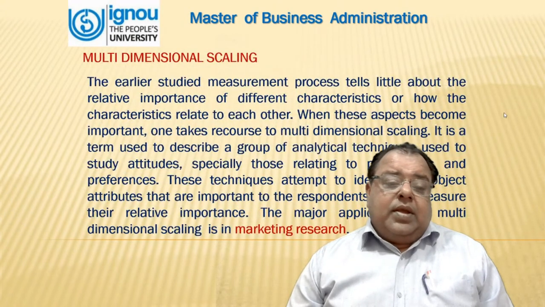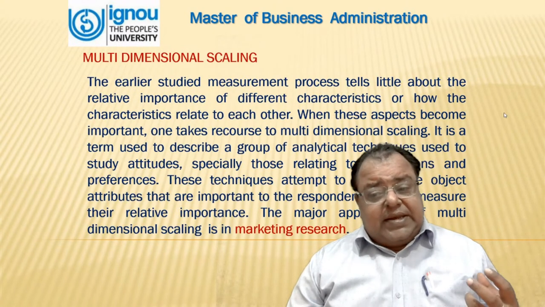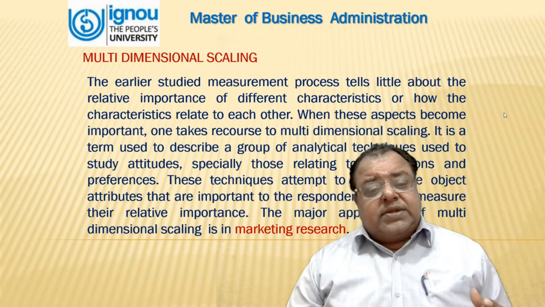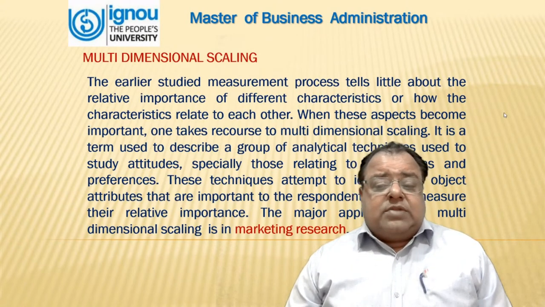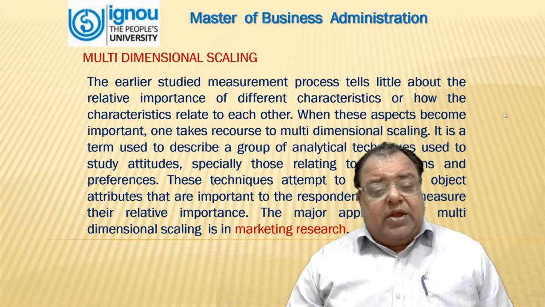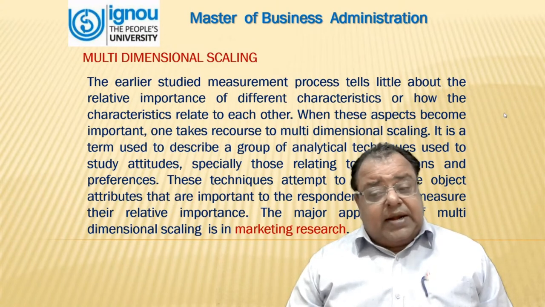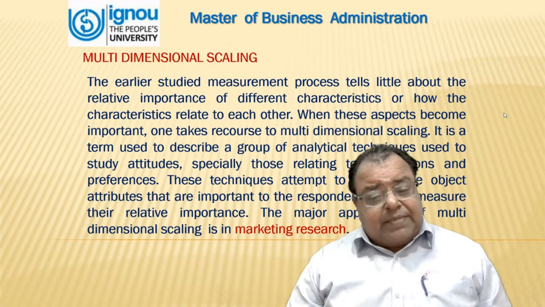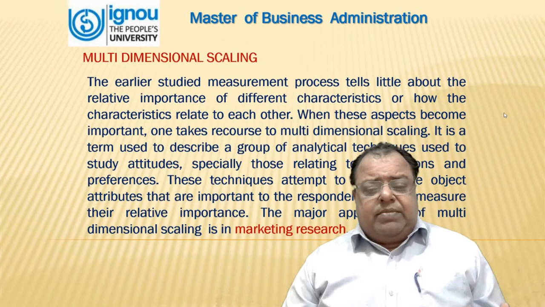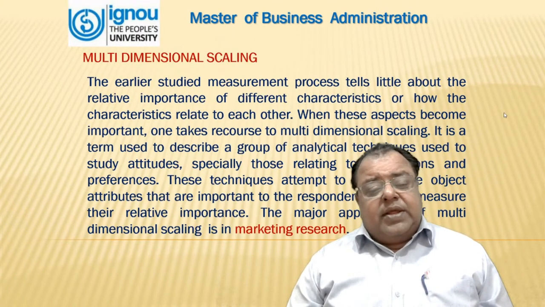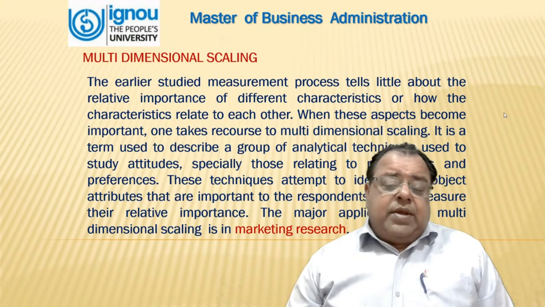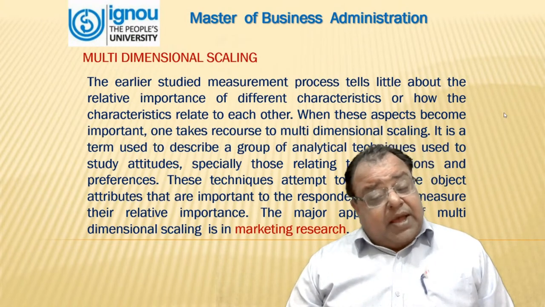Multidimensional scaling. The earlier studied measurement processes tell little about the relative importance of different characteristics or how the characteristics relate to each other. When these aspects become important, one takes recourse to multidimensional scaling. It is a term used to describe a group of analytical techniques used to study attributes, especially those relating to perceptions and preferences. These techniques attempt to identify the object attributes that are important to the respondents and to measure their relative importance. The major application of multidimensional scaling is again in marketing research.